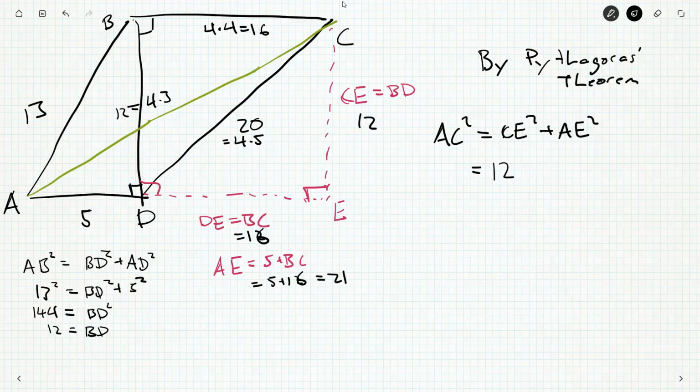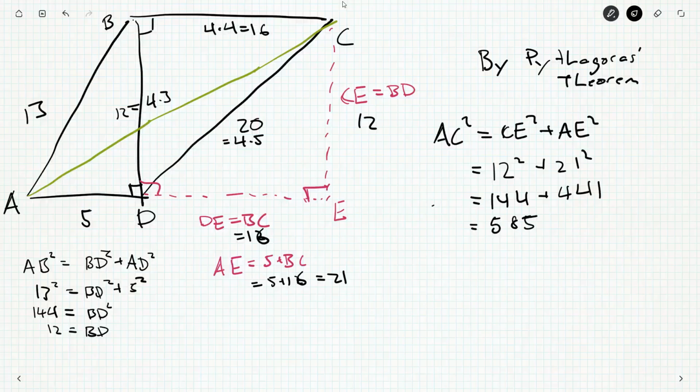So we get CE squared, that's 12 squared. AE squared, that's 21 squared. So that's 144 plus 441. We'll get 585. Now this isn't quite a square of anything, which is why we're going to have to get our calculator out. So AC is going to be the square root of 585. There's not really any squares I can see to take out here. If it were 575, we could certainly take out a factor of 25, but we got nothing like that. So we're just going to jump right to the calculator.